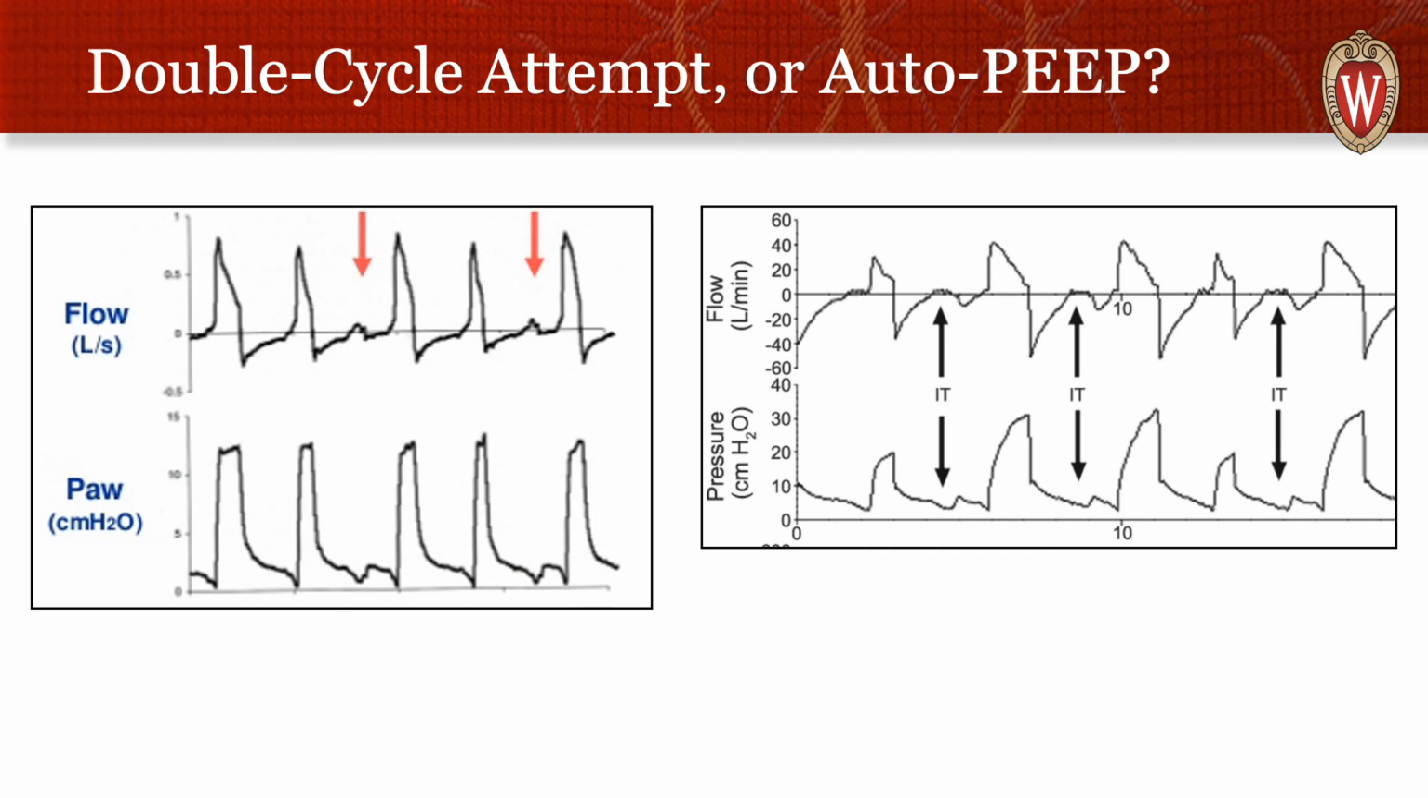Not that the PEEP is low, but that the patient's making a later inspiratory effort later in exhalation than our typical double trigger reverse cycling. So if I were to make a guess at these waveforms, I think the left panel is a patient attempting to auto PEEP themselves, and I think the right panel is a patient that is trying to double trigger because they're acidotic or agitated and they want a higher minute ventilation.